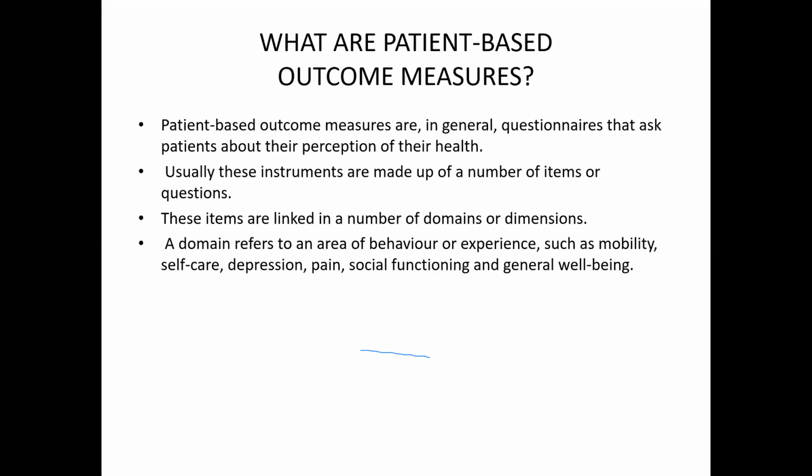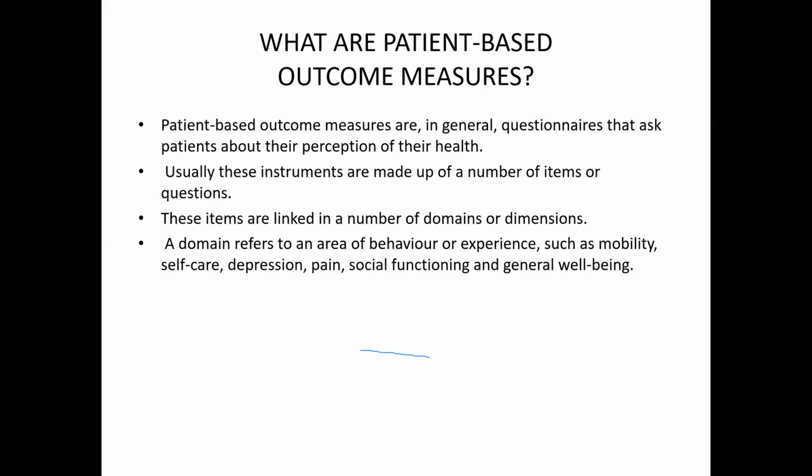The last point, if you take domains and dimensions, what are the things that are there in life: behavior, number one; experience, number two; mobility, whether you can move or not, number three; number four, self-care; and pain and depression, social functioning, and general well-being. These are very important factors that you are considering when you're treating a patient.